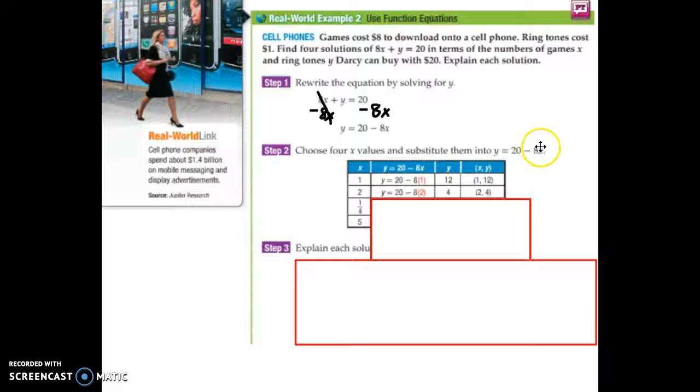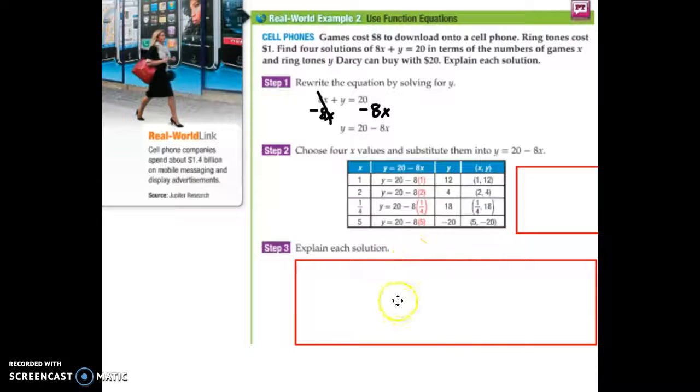What is 1/4 of 8? Good question. 1/4 of 8 is 2. 20 minus 2 is 18. And the last one is 5. 8 times 5 is 40. 20 minus 40 is negative 20.